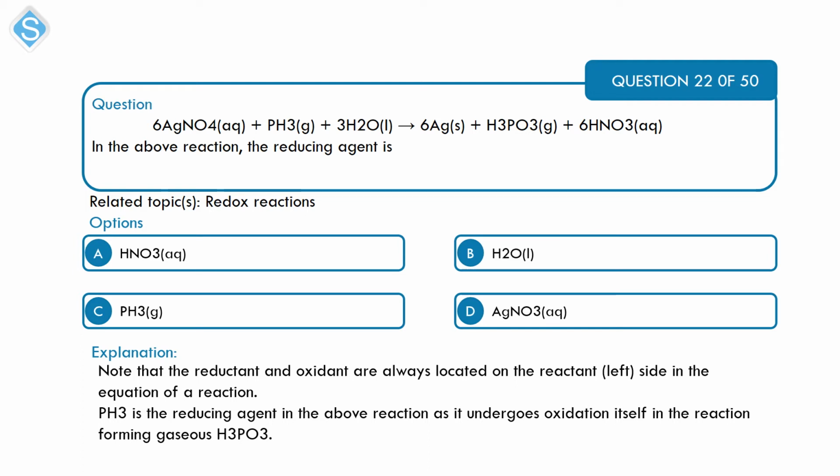Now in this question, the phosphine, that's PH3, is the reducing agent. As you can see, it undergoes oxidation, that is oxygen was added to it. It undergoes oxidation. So that makes option C the correct option.